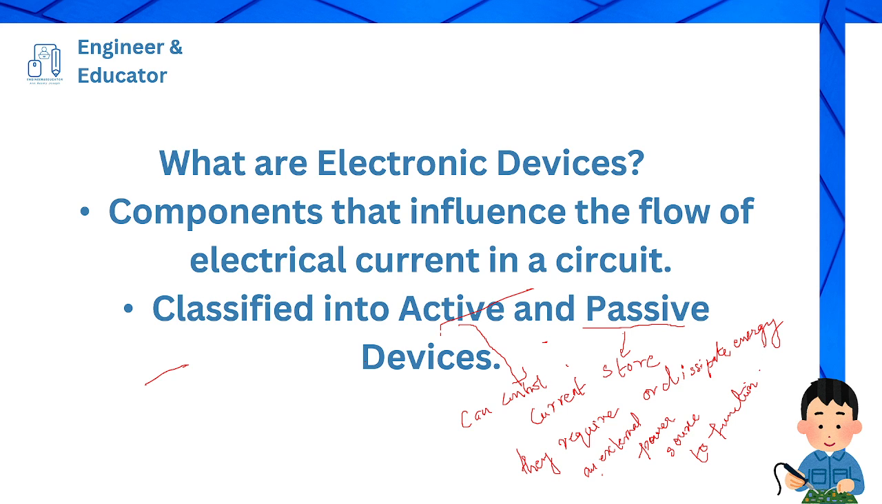Okay, active devices and passive devices, now we have come across them. For example, you might have heard about resistor and transistor. A resistor simply reduces the current. What does the transistor do? Transistor is an active device, and a transistor can amplify the current.